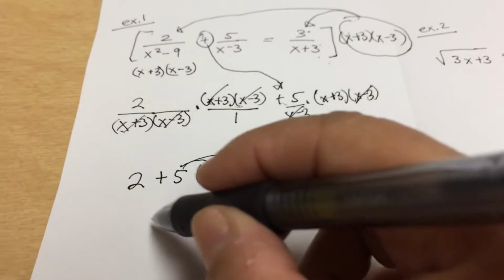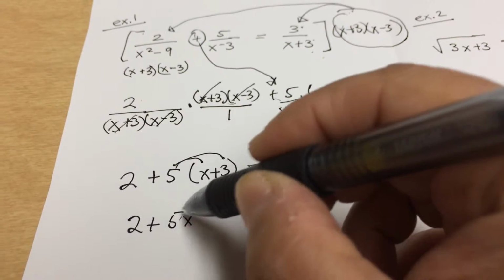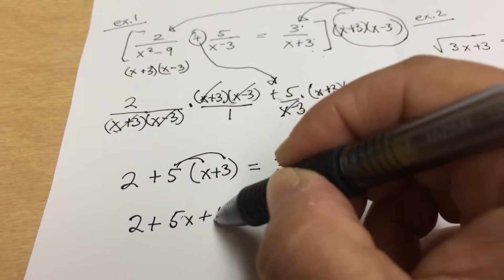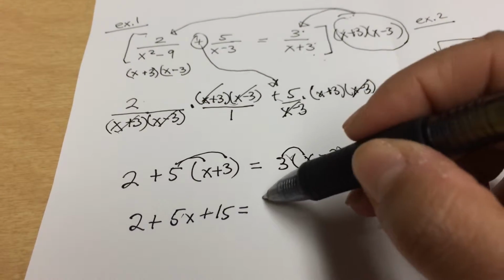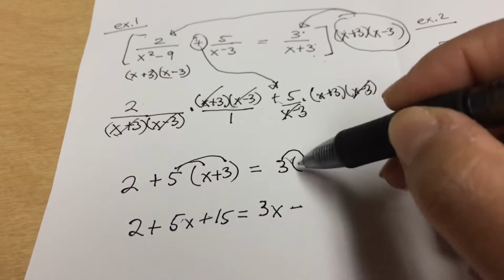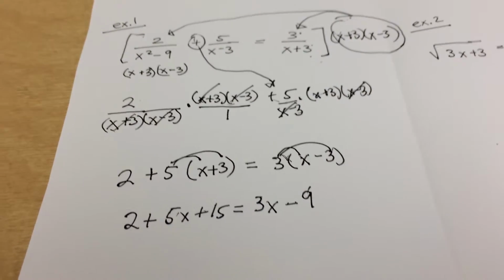So that's going to leave me with 2 plus 5 times x, which is 5x, and 5 times 3 gives us 15, equals, and then same thing with this one. 3 times x gives us 3x, minus 3 times 3 gives us negative 9. So then from here we just combine like terms.